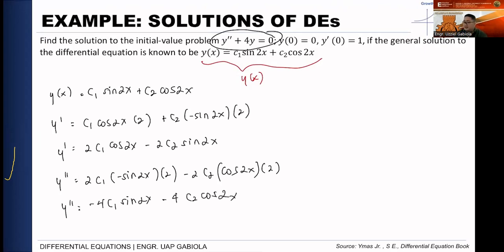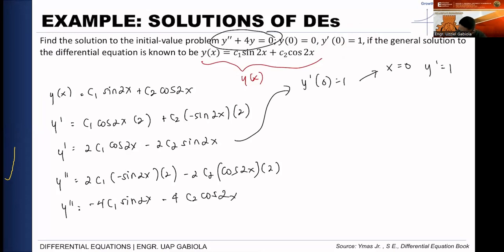Okay? And then, apply natin yung initial value problem natin. So dito sabi niya, kapag first derivative, yung x natin ay 0, ang y prime natin ay 1. Okay? So dito natin i-apply yun. Sabi niya, kapag ang x ay equals to 0, ang y prime natin ay equals sa 1. Yun ang ibig sabihin.